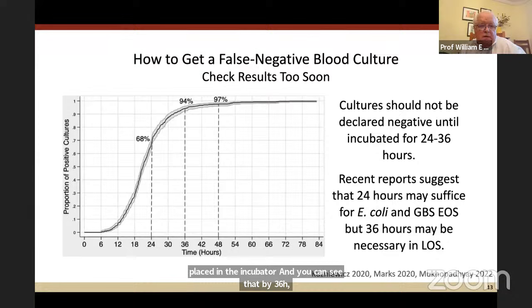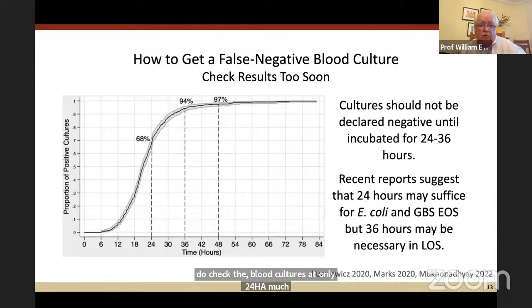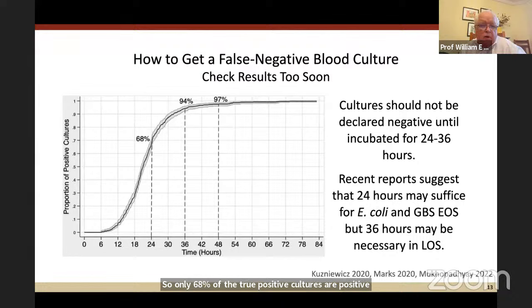If you look at this 6% of cultures that turn positive after the 36-hour time point, many of these are with organisms that are probably skin contaminants, staph epidermidis, staph hominis, and so forth. So if you do check the blood cultures at only 24 hours, a much lower percentage of these will be positive. So only 68% of the true positive cultures are positive by 24 hours. And that overall is a bit too soon.